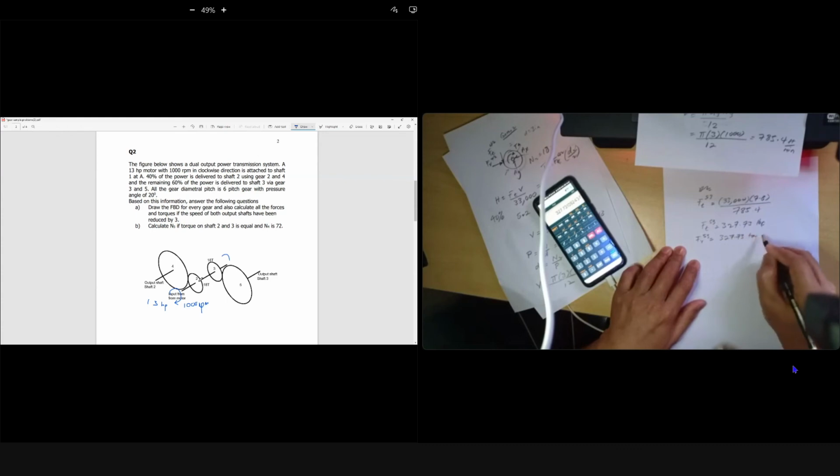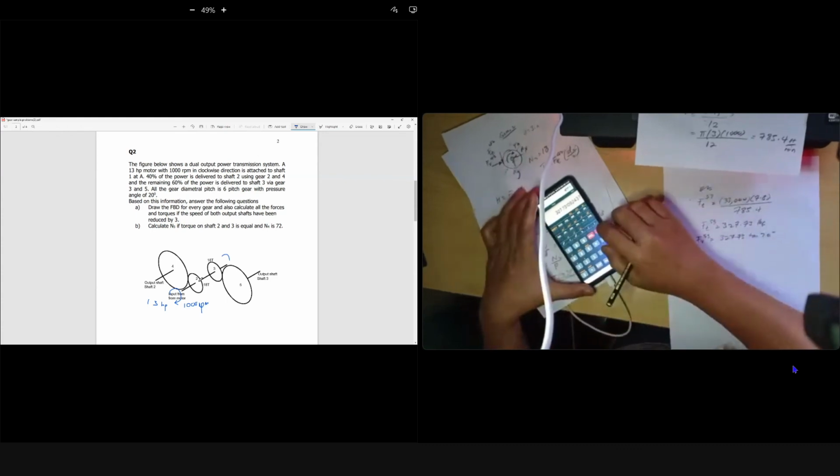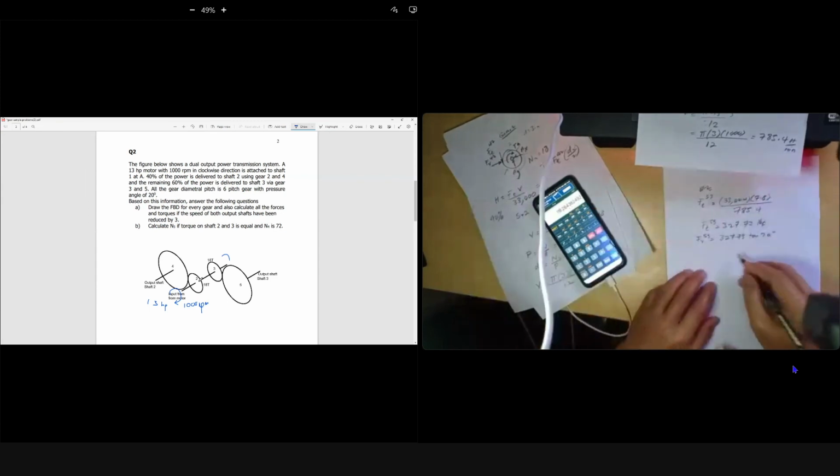F radius 53 is F tangent times tan 20 degrees. So F radius 53 is 119.28 pound force.